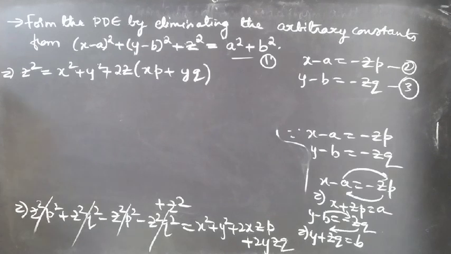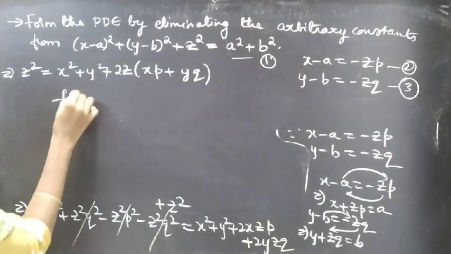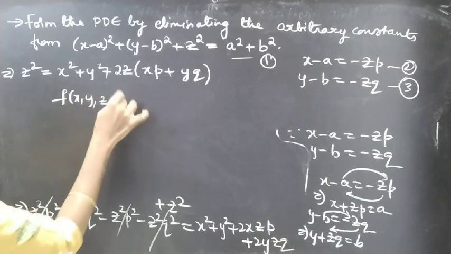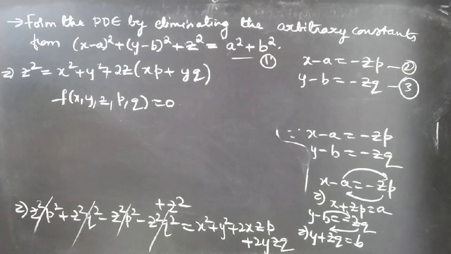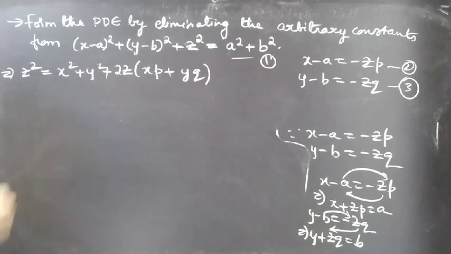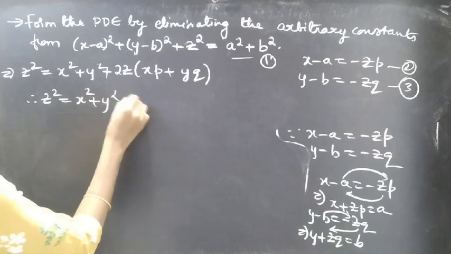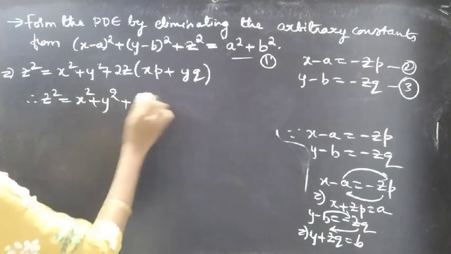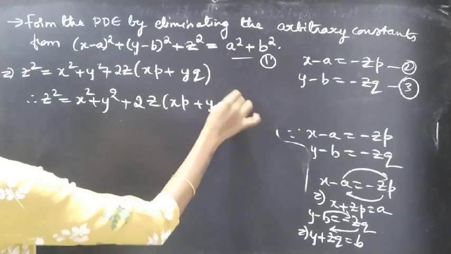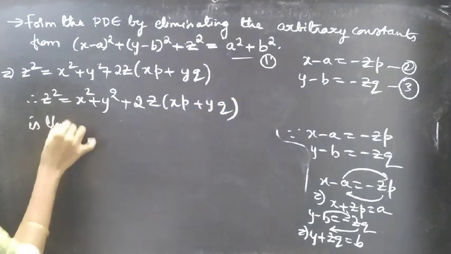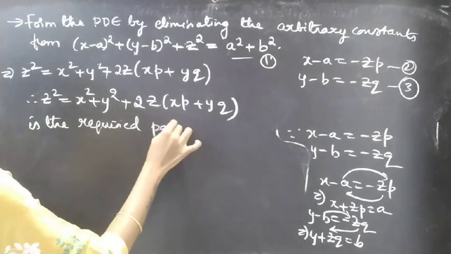Which is the required partial differential equation. See, it does not involve any arbitrary constants, and also this equation is of the form f of x, y, z, p, q equal to 0, right? Therefore, z square equal to x square plus y square plus 2z into (xp plus yq) is the required partial differential equation.